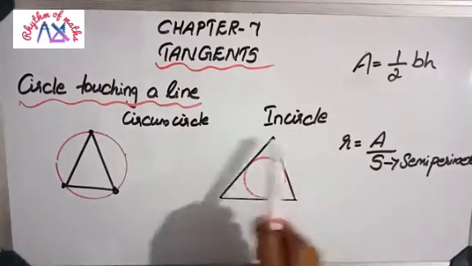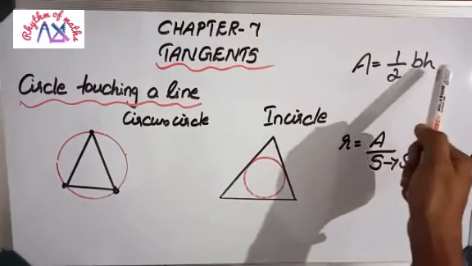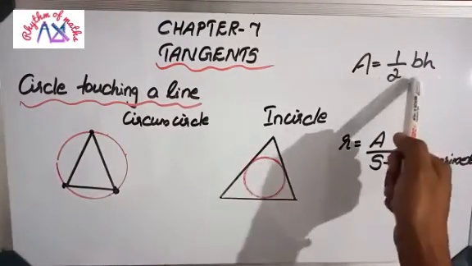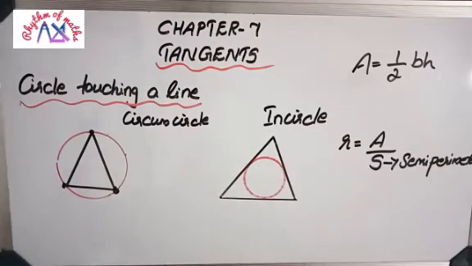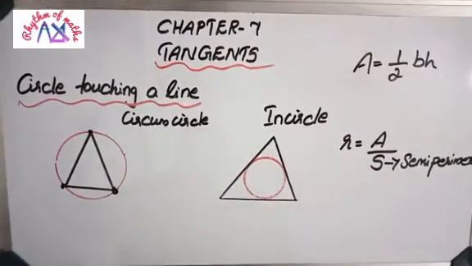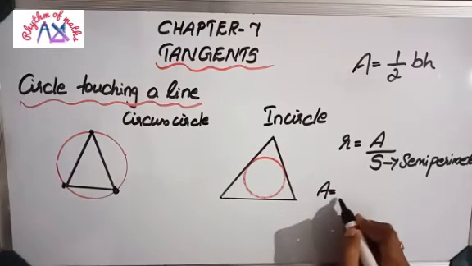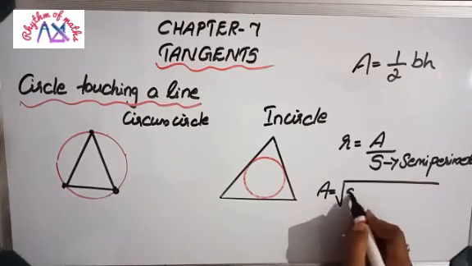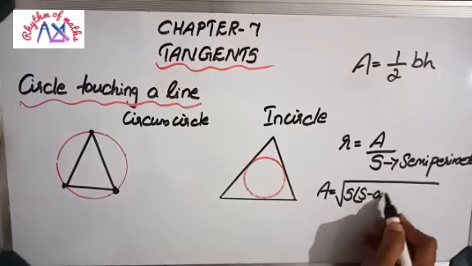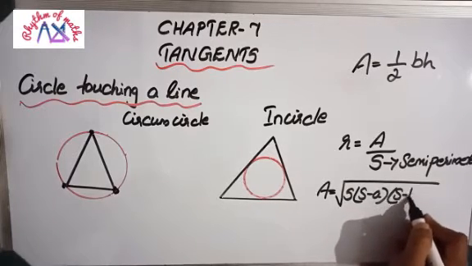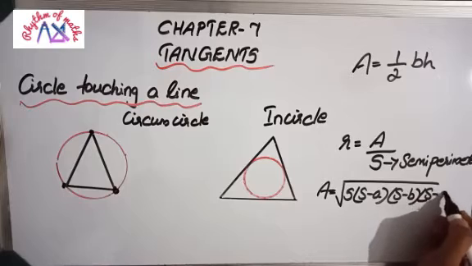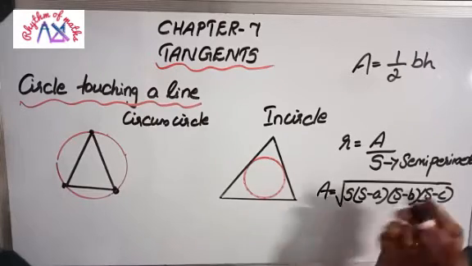Suppose base and height are not given, and instead we have all the three sides. In that case, how will we find the area? That is known as Heron's formula. The equation is root of s into (s minus a) into (s minus b) into (s minus c). Okay, this is the equation.